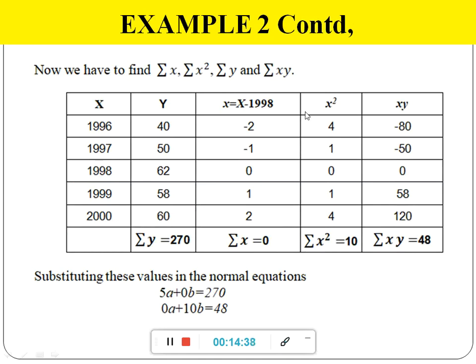Suppose if we take the entire x square here, we get 1996 the whole square. So we have to find 1996 square. If we use this technique, this number is reduced to minus 2, this number is reduced to minus 1. So we have to compute only a simple square, which is why we are using this technique here. If we have large data, we can reduce like this.